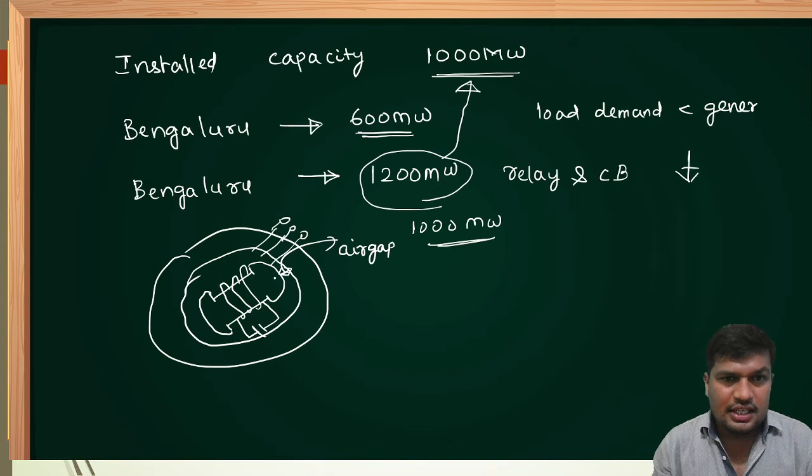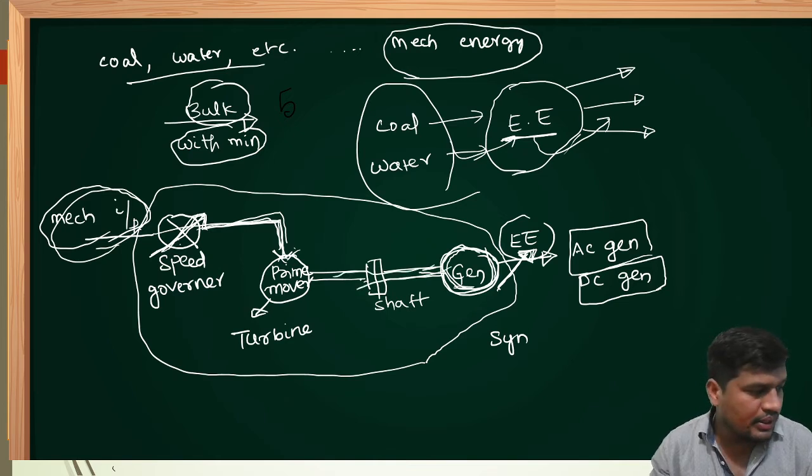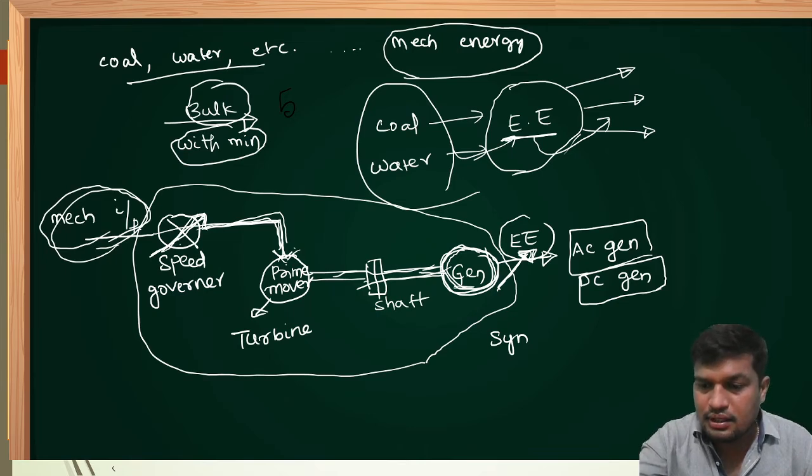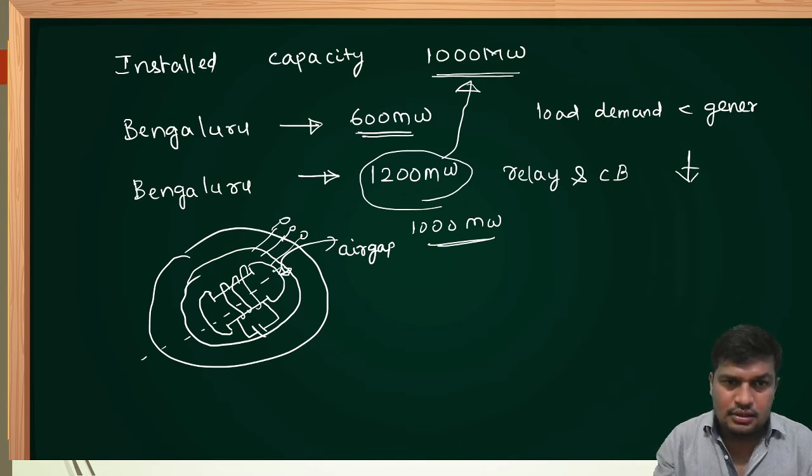The rotor of a generator is mechanically coupled to the shaft. In the previous slide I have explained. The rotor of a generator is mechanically coupled to the prime mover. Prime mover is nothing but turbine. And it is separated from stator through air gap. This rotor winding is separated from stator winding through air gap.